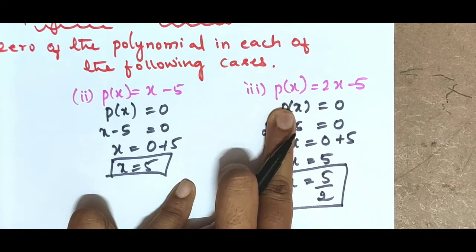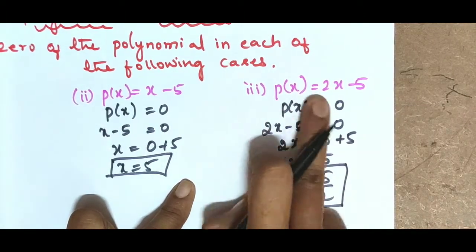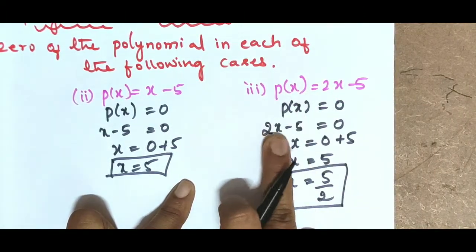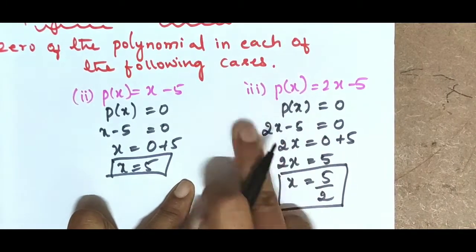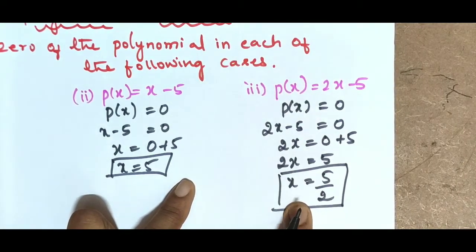Just take the value of P of x is equal to 0. In the place of P of x, substitute it, and here you have to find the value of x. Finally, you got x is equal to 5 by 2.